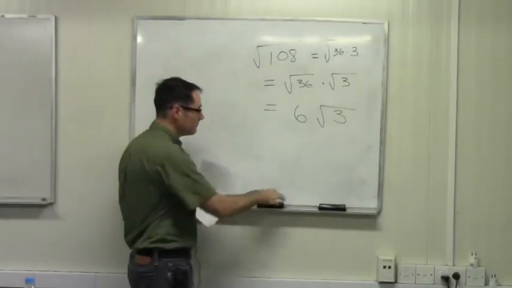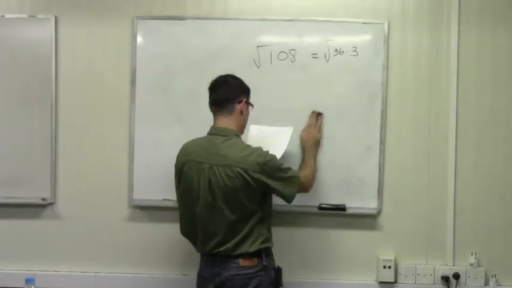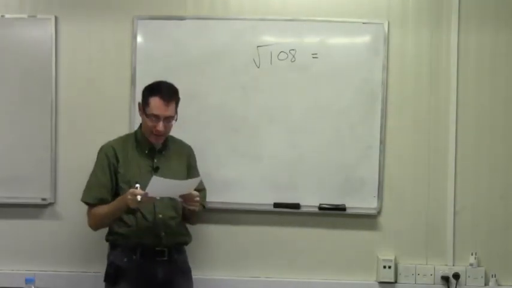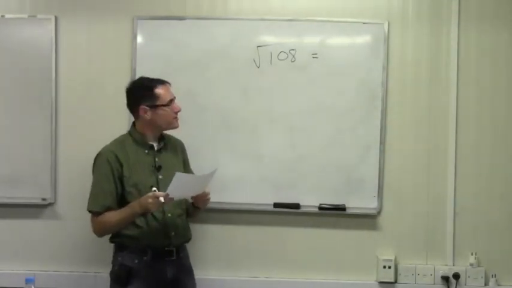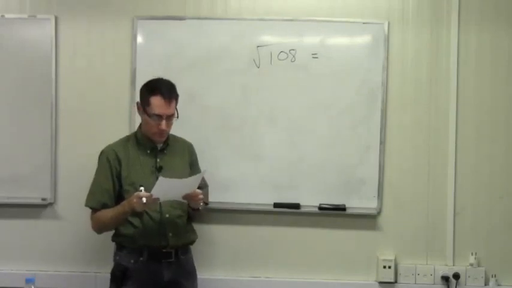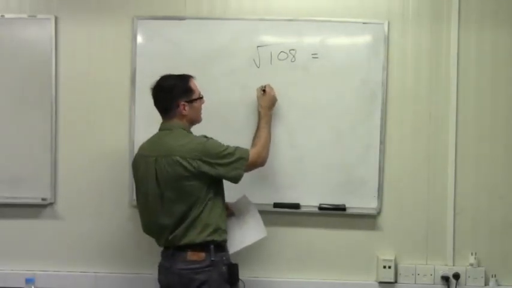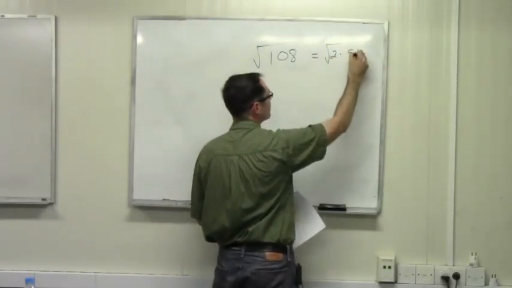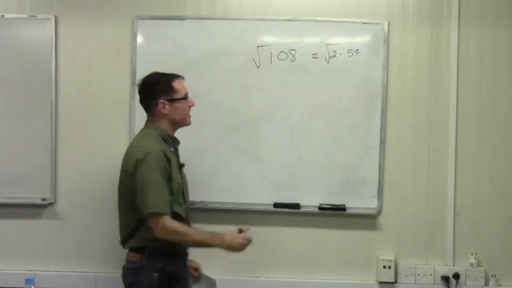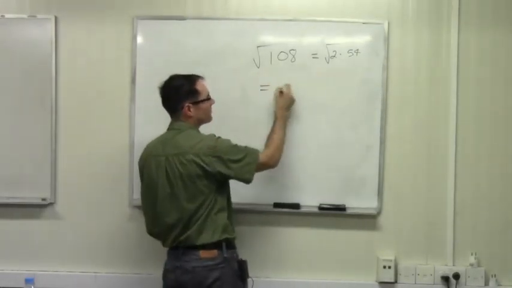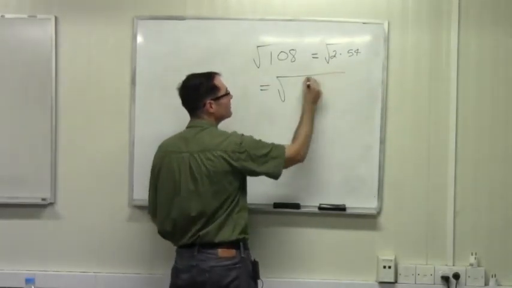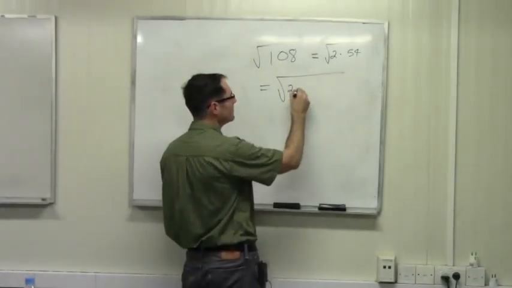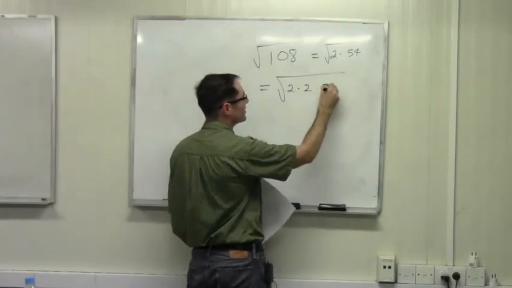There's another way to do this one. Let's say you didn't know that it was divisible by 3. What's 108 divided by 2? Is it 54? Okay, so then this would be the square root of 2 times 54. We don't know any perfect squares yet there. Let's keep doing that. What if we do 54 divided by 2? What's 54 divided by 2? 27. 2 times 2 times 27.